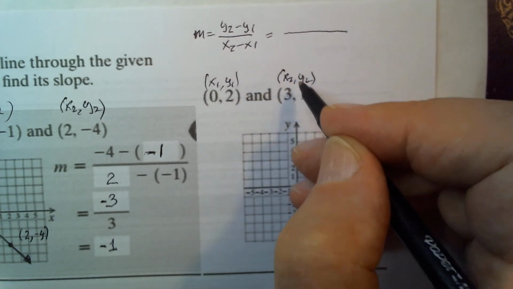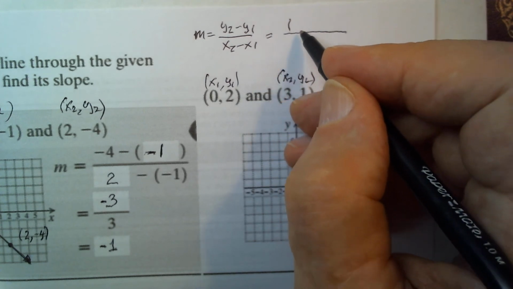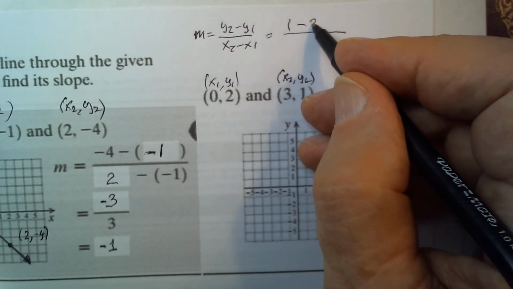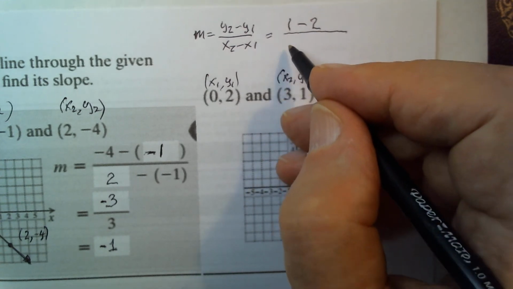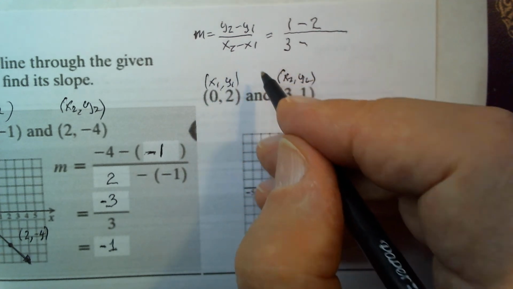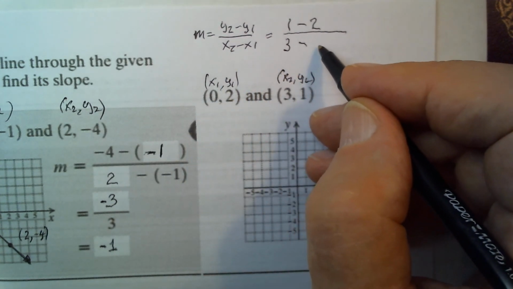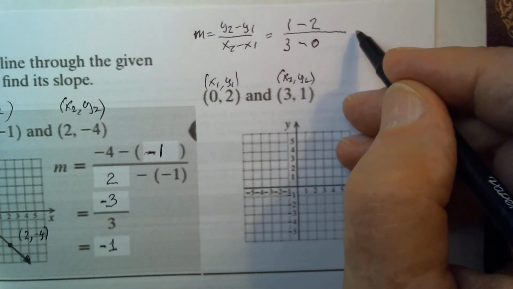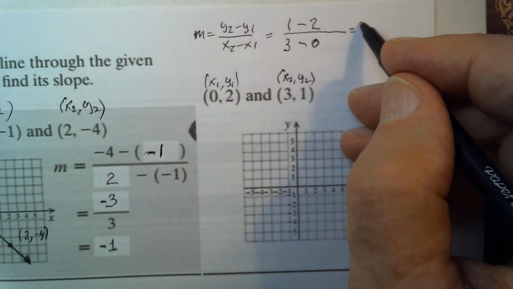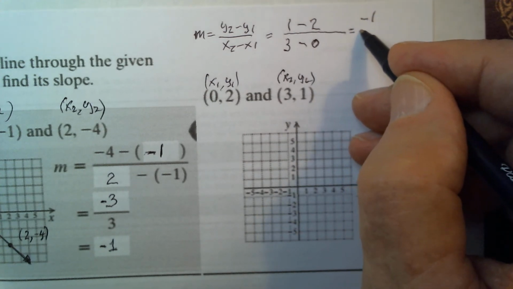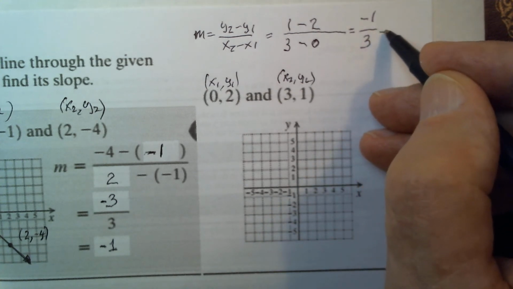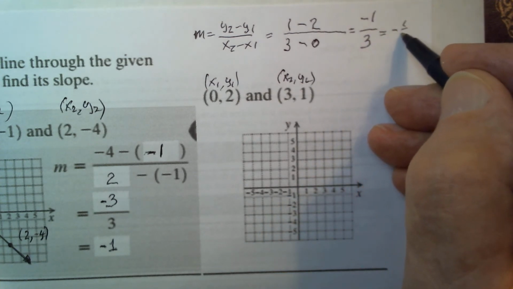Y sub 2 is 1, minus y sub 1, and y sub 1 is equal to 2, divided by x sub 2, which is 3, minus x sub 1, and x sub 1 is 0. So in the numerator, we have minus 1. In the denominator, we have 3. So minus 1 divided by 3, and typically we write this as minus 1/3.